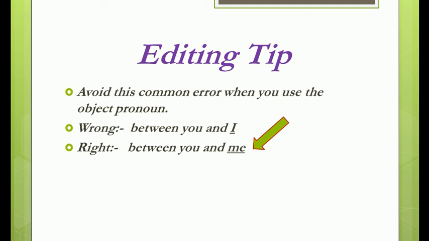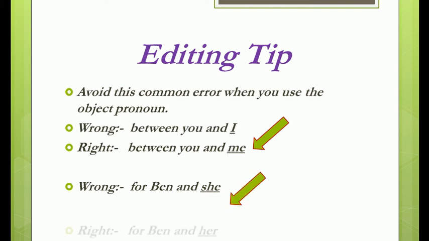It's not I at all, because as you know, I comes in the subject part, or as a subject. The second wrong one is to say for Ben and she. She here comes in the object, so as an object pronoun, it will be something else. It will be for Ben and her.